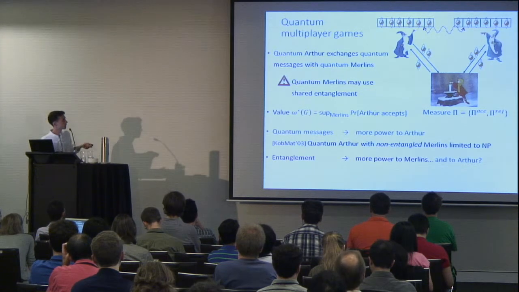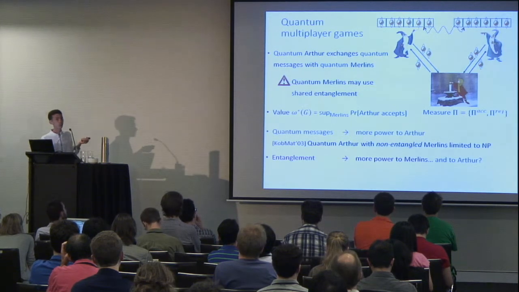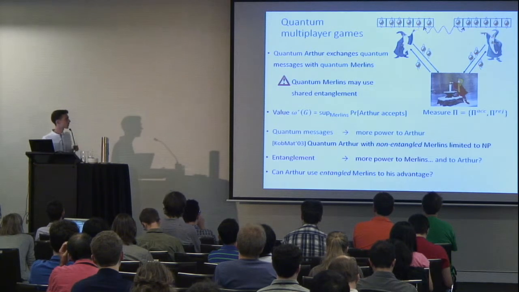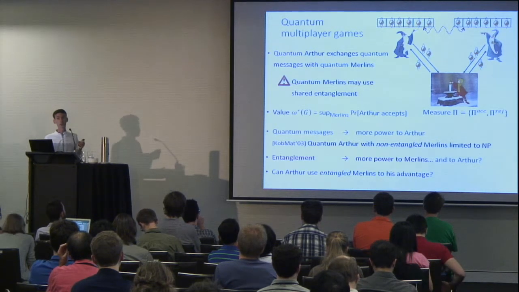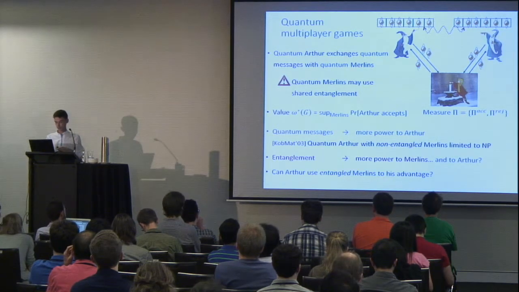So the question is, if you don't have entanglement, just quantum messages, you're limited to NP. Now you give entanglement to the Merlins, it seems they're only going to use that to fool you, and I want to ask, could Arthur be using this entanglement to decide languages that go beyond NP, so QMA languages?